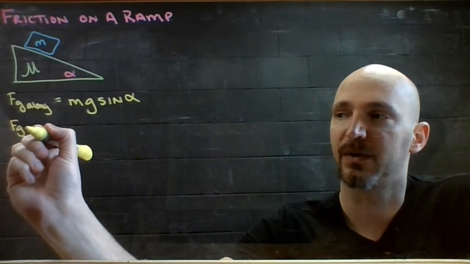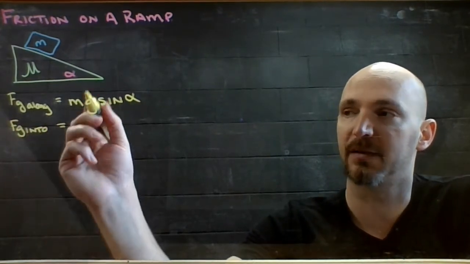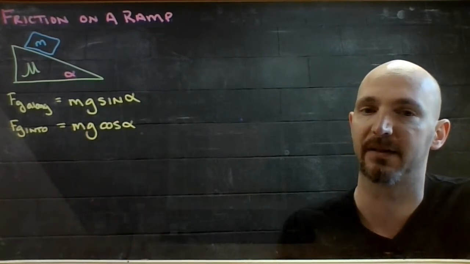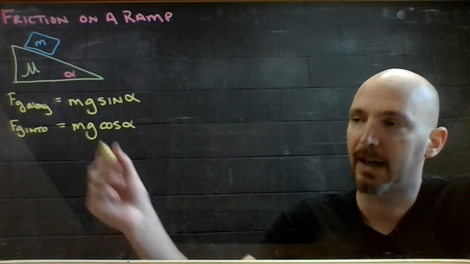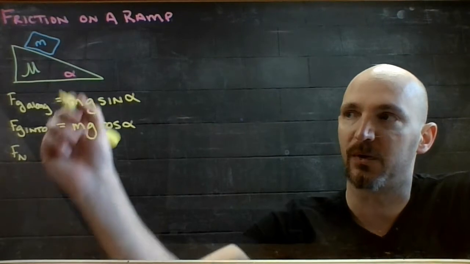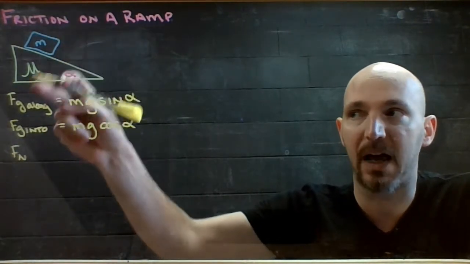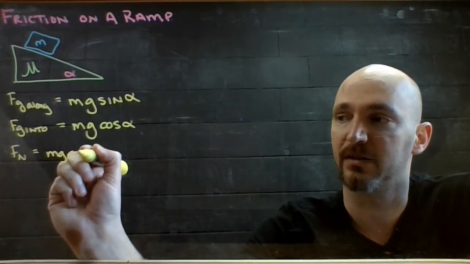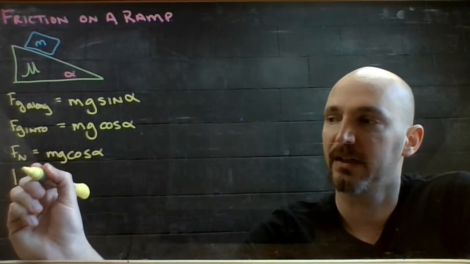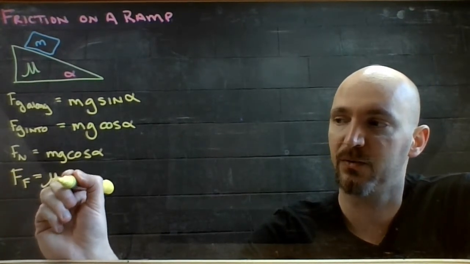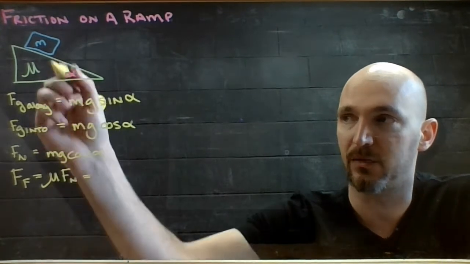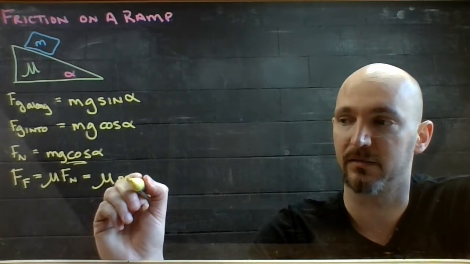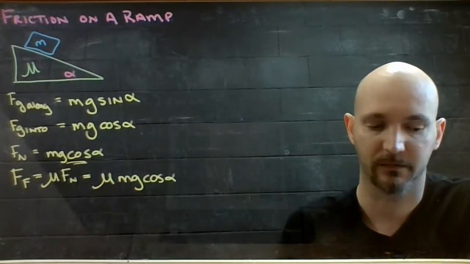I also had the force of gravity into the ramp being very similar. It depended on the mass of the block, g from the earth, but it was cosine this time. And I was able to say that the normal force, the force pushing up on this block, had to balance the force of gravity into the ramp. So this was also mg cos alpha. And finally, the force of friction, which is mu Fn, ends up being whatever this coefficient of friction is, multiplied by the normal force, which is this.